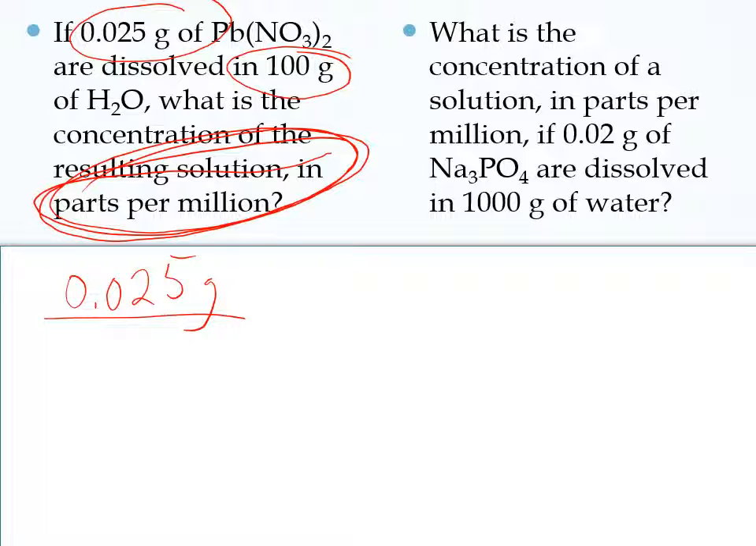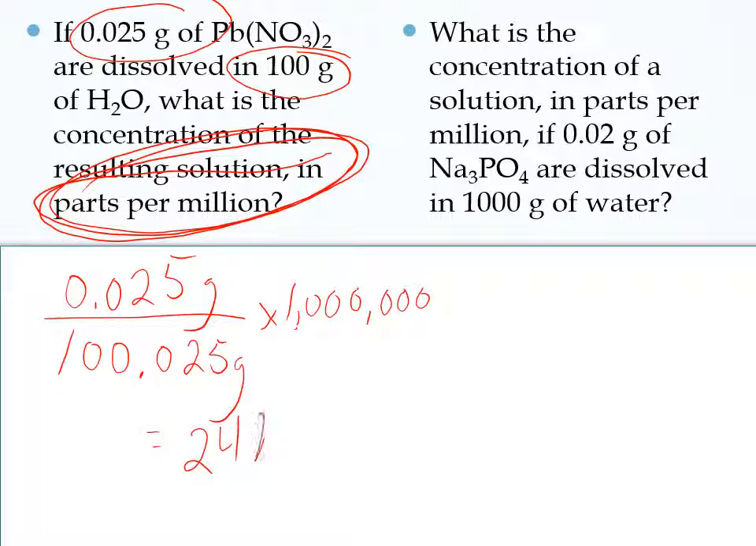And then for our whole, it says we're adding this mass, 0.025 grams, into an additional 100 grams of water. So our whole, our total mass, is going to be 100.025 grams. So we do 0.025 grams divided by 100.025 grams. And again, remember to multiply the whole thing by 1 million. And when multiplied out, it should say 249.9. I'm going to round it up to 250.